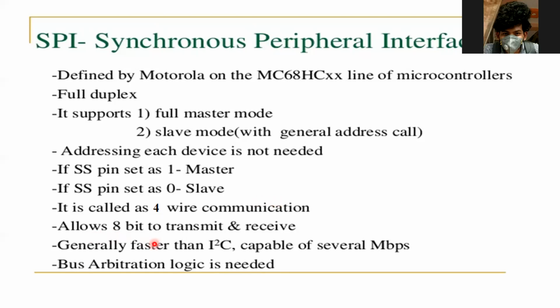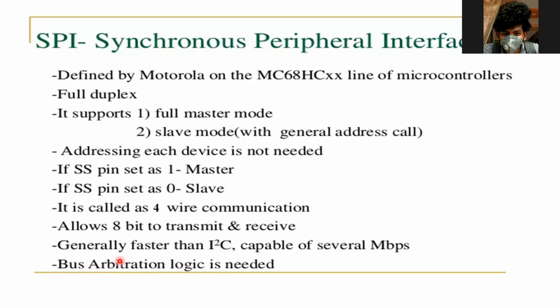So it will allow 8 bits to transmit and receive. I can transfer 8 bits. And it is generally faster than I square C. It is faster than I square C and it is capable of several Mbps. What is Mbps? Megabits per second. Very good. It can transfer several megabits. So the speed is also fast, and the transfer capacity is also higher than I square C.